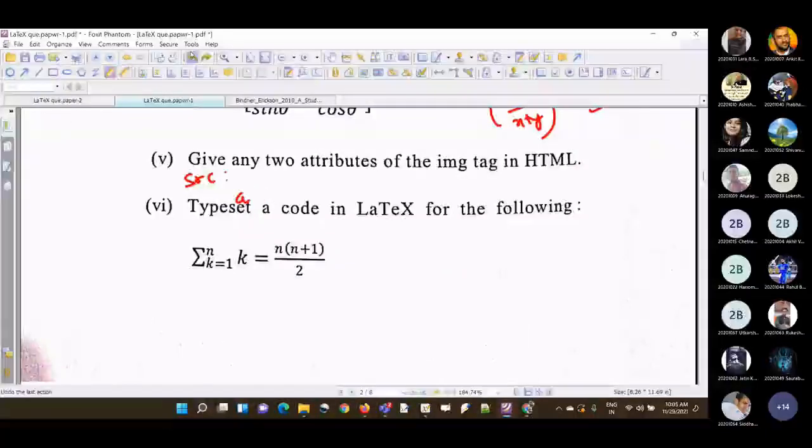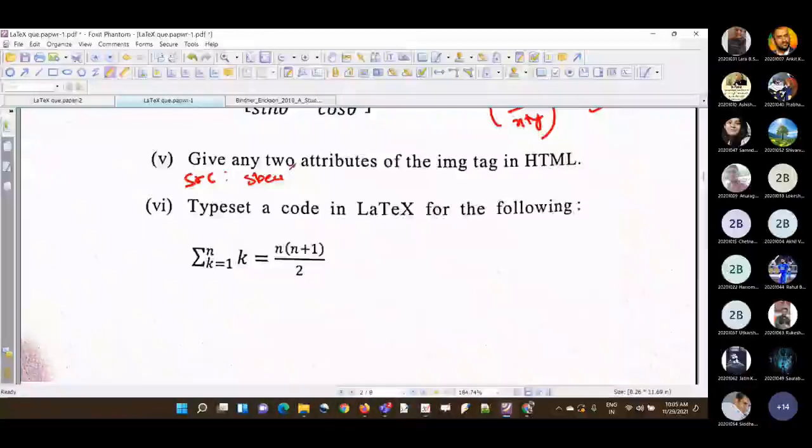And what about ALT? This specifies an alternate text for an image, which is shown if the image cannot be found. Very good, nice.